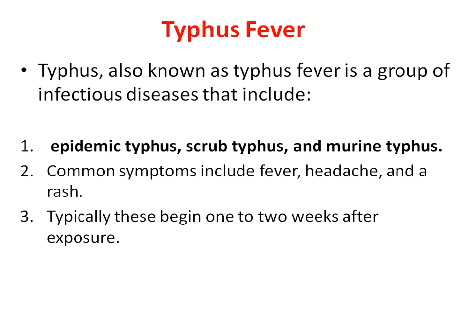So that is about the relapsing fever. The next is typhus fever. Typhus, also known as typhus fever, is a group of infectious diseases that includes 3 different types of typhus, that is epidemic typhus, scrub typhus and murine typhus. The common symptoms include fever, headache and rashes on the body. Typically these begin 1 to 2 weeks after exposure to the bite.